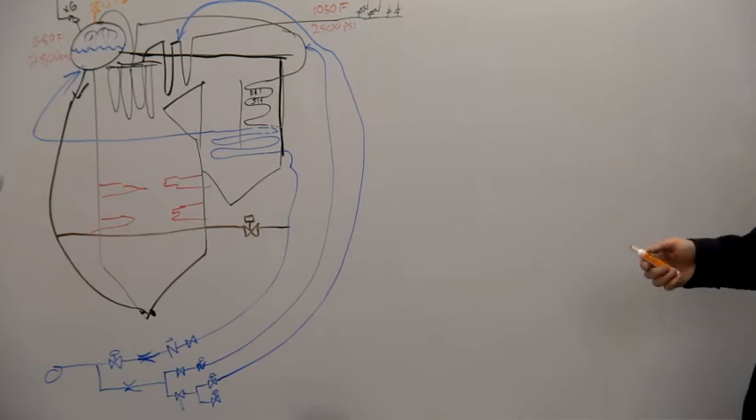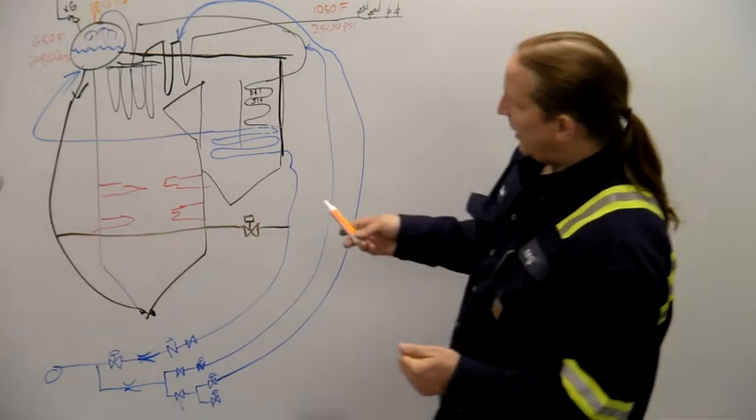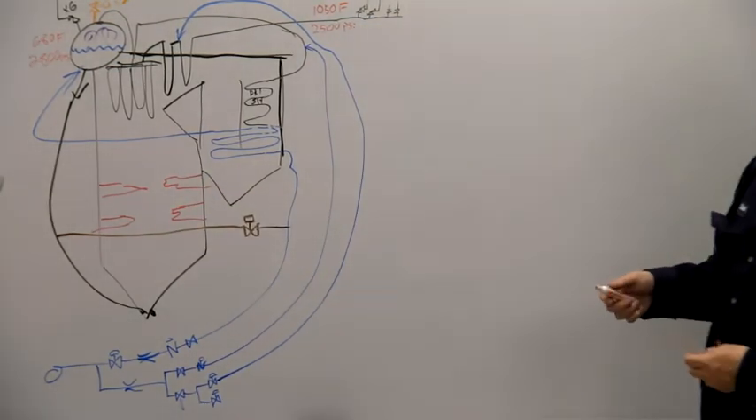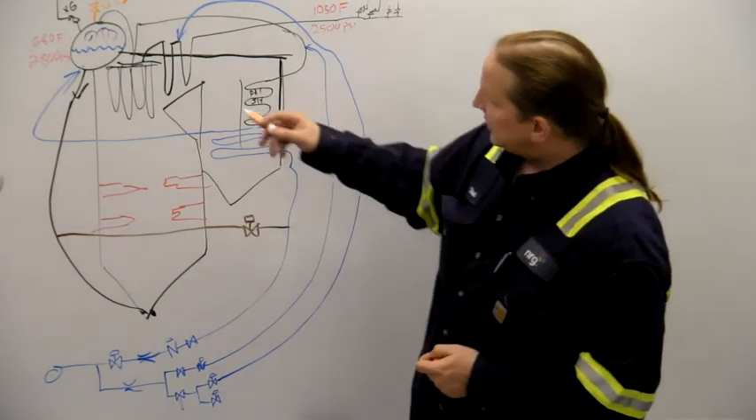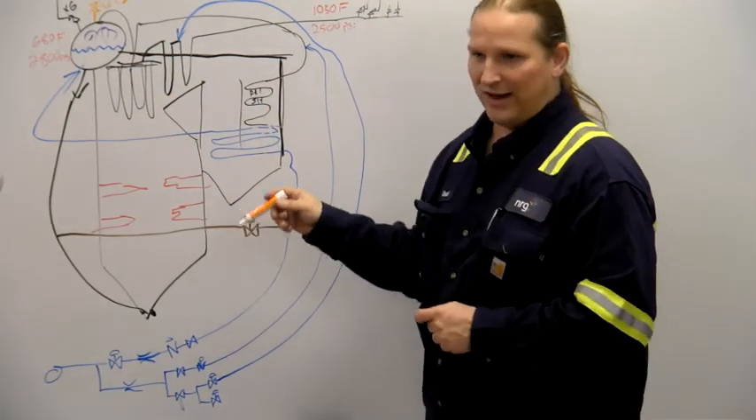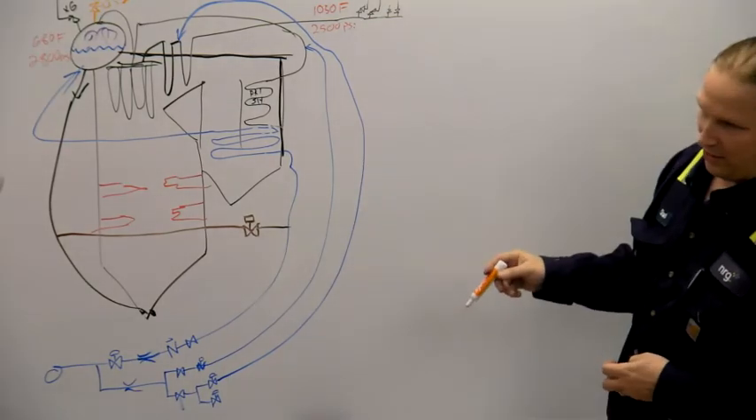Okay, also during startup, we have to worry about the warming rate on the drum. There's a limit of 50 degrees an hour change up until the boiling point of the water, and after that, you're limited to 100 degrees an hour.